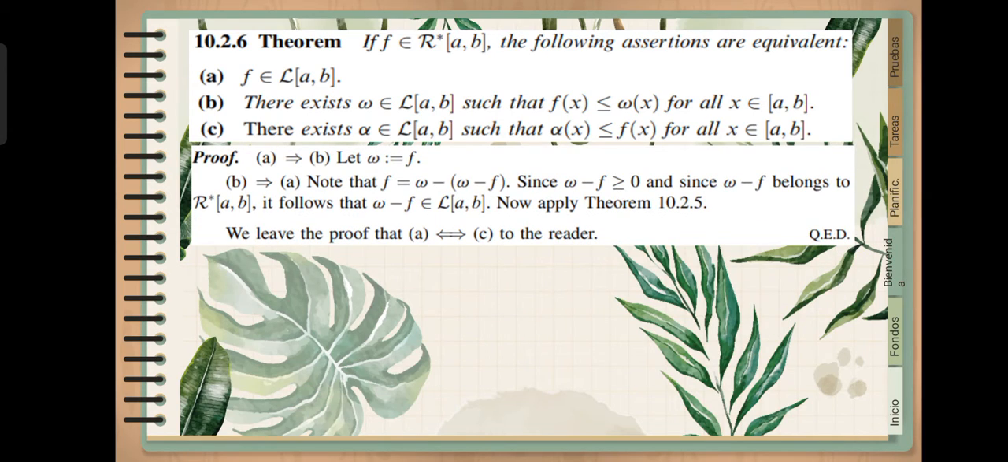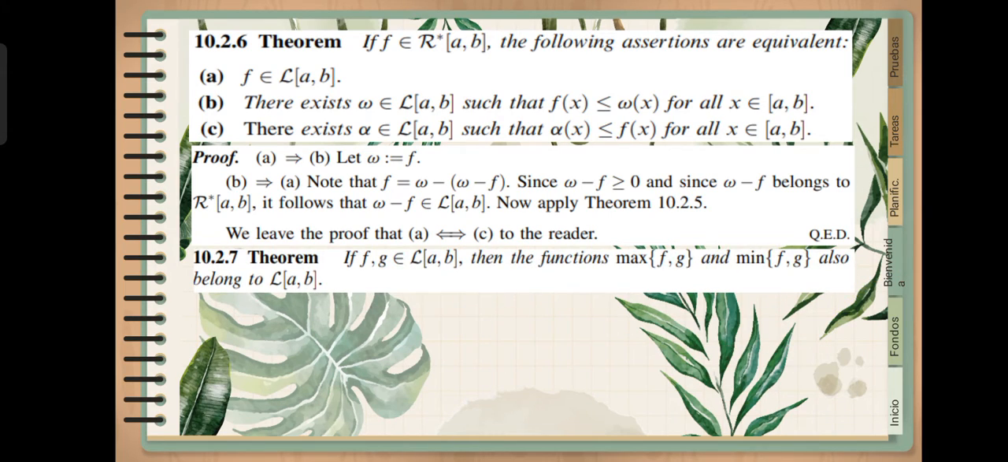Proof: In A implies B, let omega be equal to f. For B implies A, note that f is equal to omega minus the quantity omega minus f. Since omega minus f is greater than or equal to 0 and since omega minus f belongs to R*[a,b], it follows that omega minus f is an element of L[a,b]. Now apply theorem 10.2.5. We leave the proof that A implies C to the reader. QED.